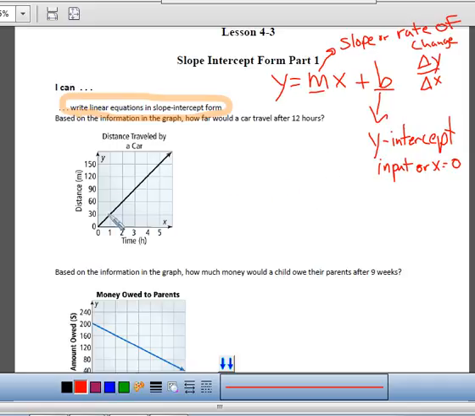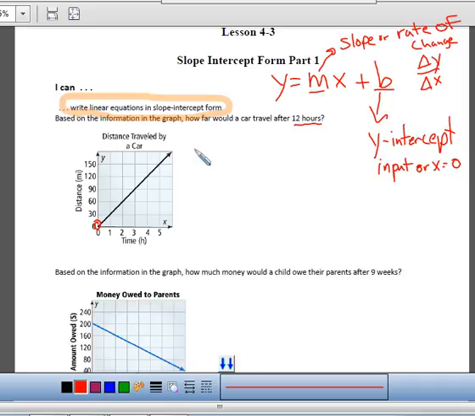Now, this is helpful when we're dealing with an equation or a table, and sometimes a graph too. But when I'm looking at a graph, so this first example, based on the information in the graph, how far will a car travel after 12 hours? We're going to answer that after we write our equation. When I'm looking at a graph, it's where the line crosses the y-axis. And luckily for us, in this one, it crosses at the origin. That's where x is equal to 0. And guess what? Y is also equal to 0 in this problem.